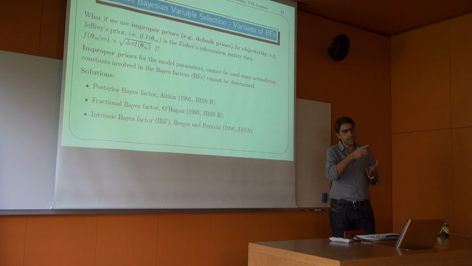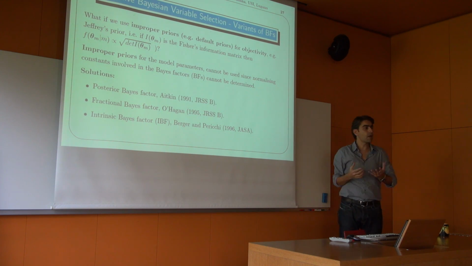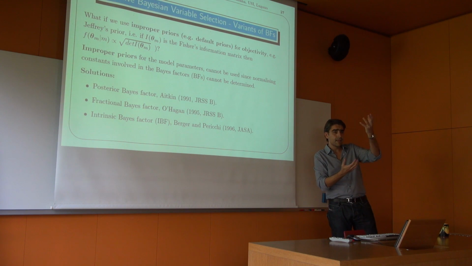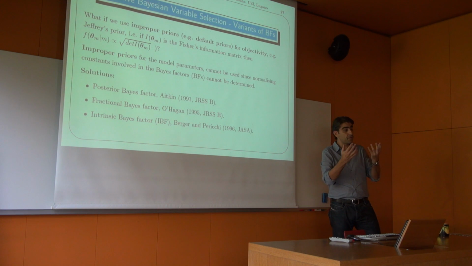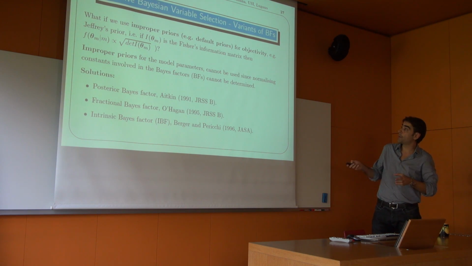In estimation theory, these normalizing constants cancel out, but this is not the case when you calculate Bayes factors. When you calculate Bayes factors, you compare different models with different dimensions of parameters, and therefore these normalizing constants are not the same, so they do not cancel out. So when you use improper priors, the Bayes factors cannot be determined.